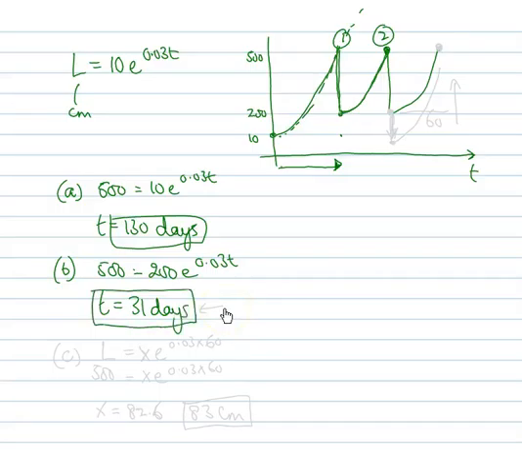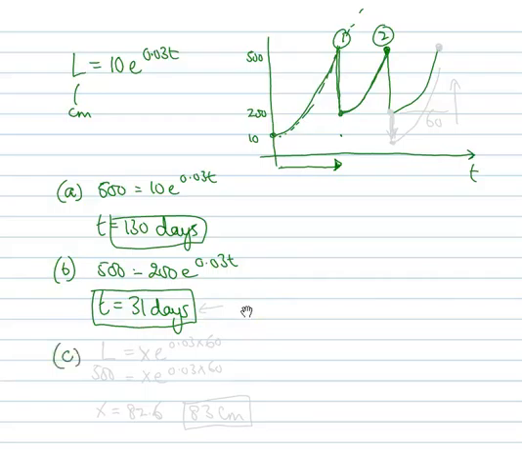Okay, so that's quite a lot less than the 130 it took the first time. But that's right. It should be less because we're now starting from 200 centimeters rather than from 10 centimeters. So we don't know how much less it's going to be, but it should be less. So that's a good check for us.